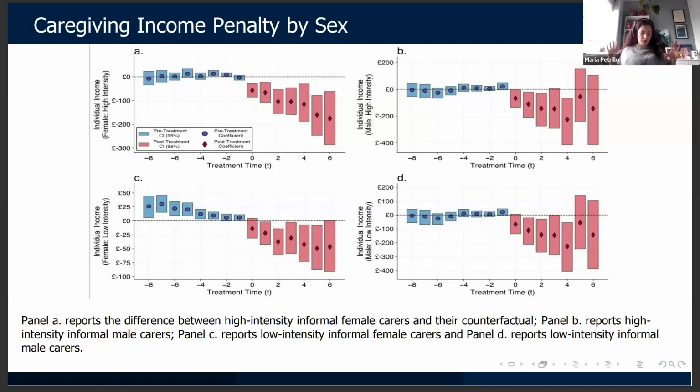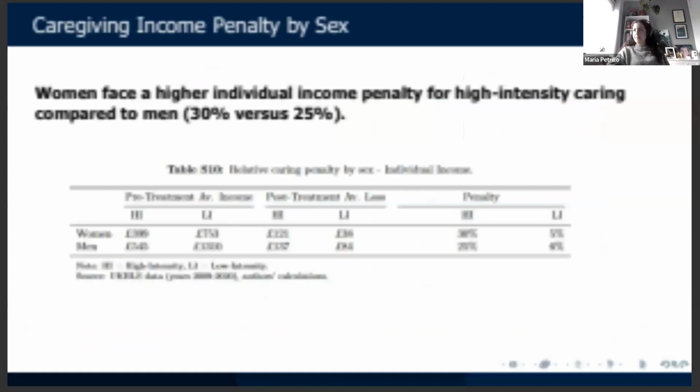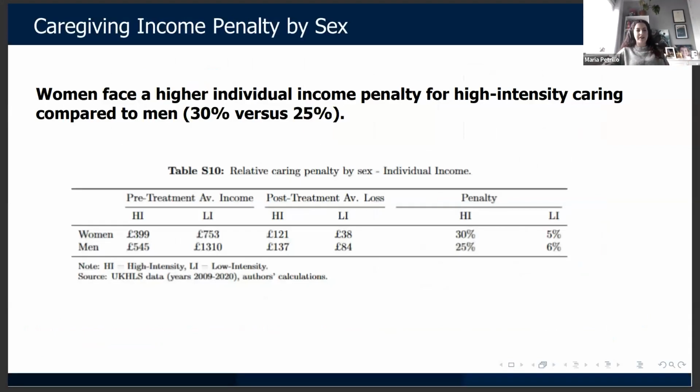Now, bear in mind, due to data constraint, we can only identify 2 groups in terms of intensity. Low intensity carers, less than 20 hours of care. High intensity carers, more than 20 hours of care per week. Unfortunately, we are not able to slice and dice the data, forming the 4 categories as before, but I think it's quite useful anyway to see this difference. And let me report the result in this slide.